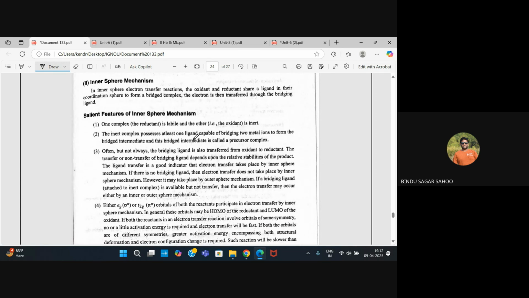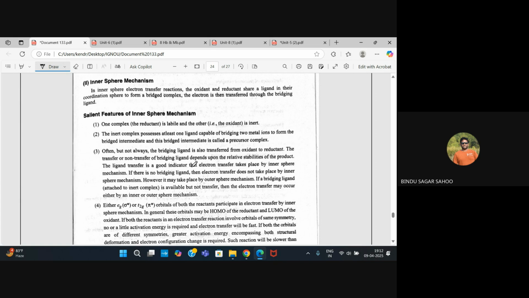Next we will discuss the inner sphere mechanism. In the inner sphere mechanism, electron transfer occurs. One must be an oxidant, another must be a reductant. In both cases, outer sphere and inner sphere, there will be electron transfer. One must be a reductant, another must be an oxidant. But here, the labile and inert nature is a little bit restricted.